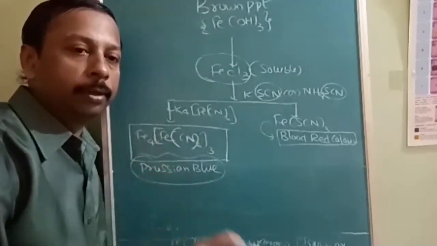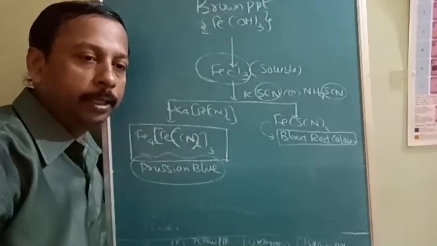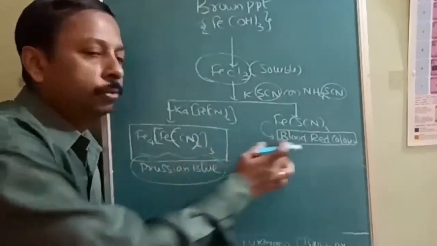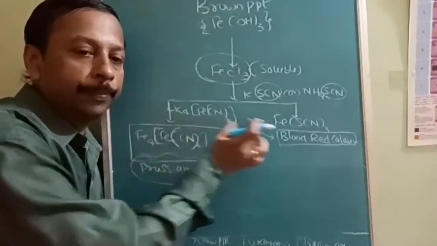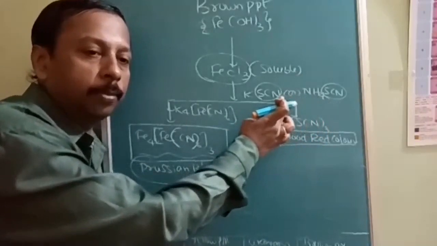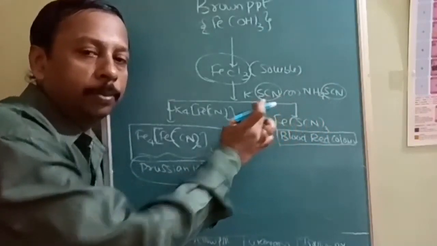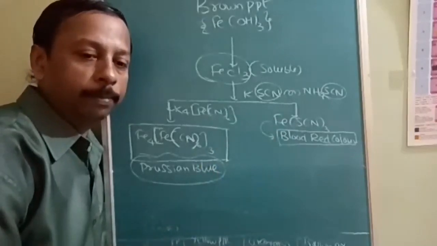So this is the algorithm. If you get a brown precipitate, it is suspected that iron may be present. And if you get both of these, Prussian blue color when treated with K4[Fe(CN)6], and blood red color when treated with ammonium thiocyanate or potassium thiocyanate, that confirms it contains Fe+3.